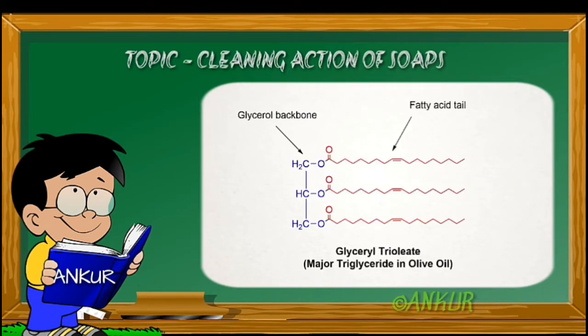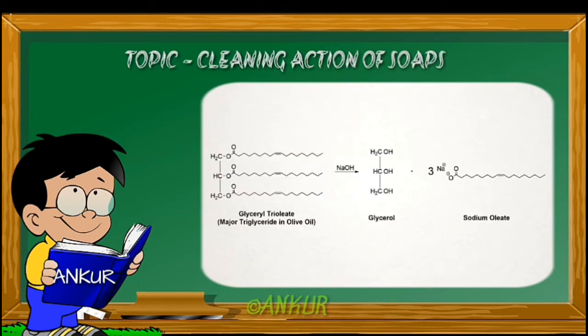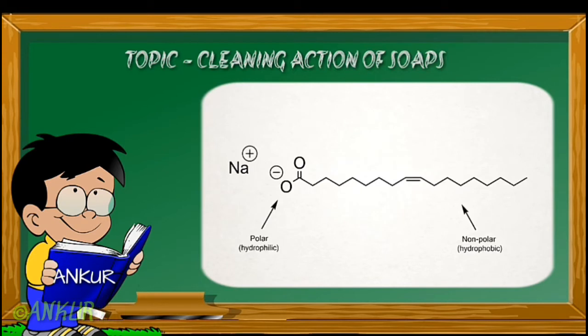There are two major parts of a triglyceride molecule: the glycerol backbone and the fatty acid tails. An ester bond connects the tail to the backbone, and it's a relatively sensitive bond. When triglycerides are treated with a strong base like sodium hydroxide, they undergo a saponification reaction. This leads to the breaking of the ester bond and the formation of glycerol and fatty acid salts.